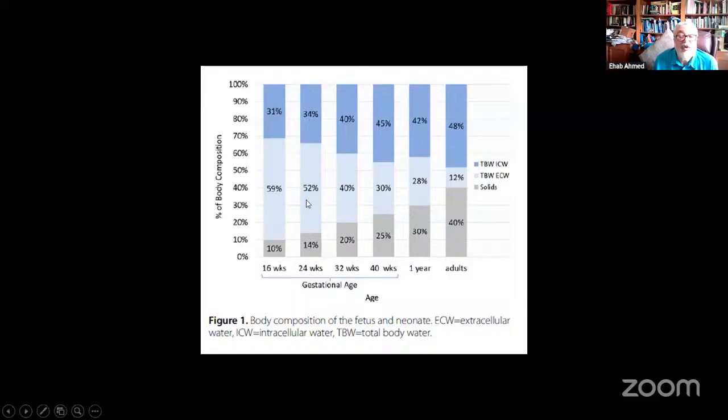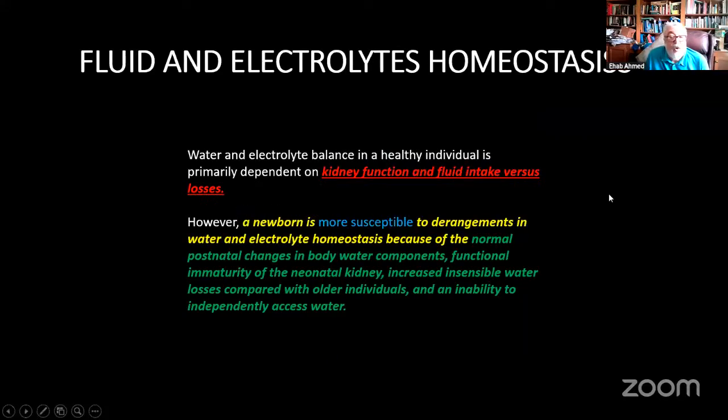The total water is about 86%, 34% of them are intracellular, and 52% is extracellular. This is an extremely important figure. So homeostasis of fluids and electrolytes is extremely important, and it is regulated mostly by the kidney, though you have other contributors.